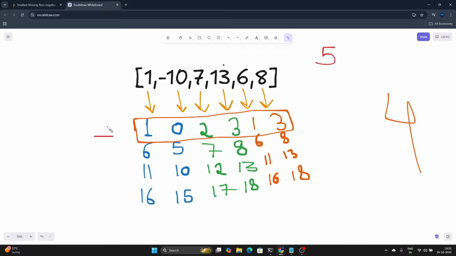And how can you find this particular value? The first row, simply take the mod of your number with value. 1 mod 5 is 1, minus 10 mod 5 is 0, 7 mod 5 is 2, 13 mod 5 is 3, 6 mod 5 is 1, and 8 mod 5 is 3.